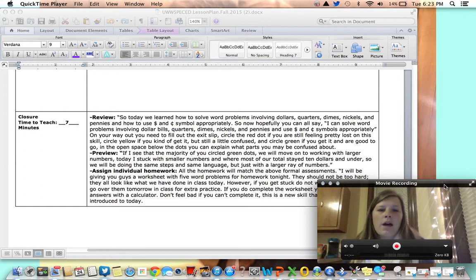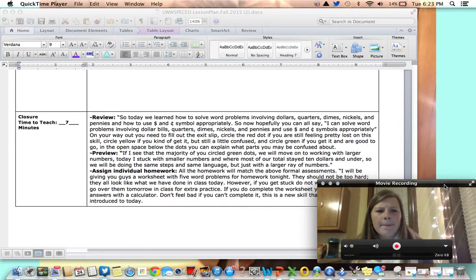On their way out, I'll have them fill out the exit slip where they'll circle the red dot if they are still feeling pretty lost, not quite getting how to do it. They'll circle the yellow dot if they kind of get it, but are just a little confused on some parts. And they'll circle green if they are good to go and get it all. And in the open space below the dots, they can explain what parts they may be confused about, so I can individually talk with them about those or go over them the next day.